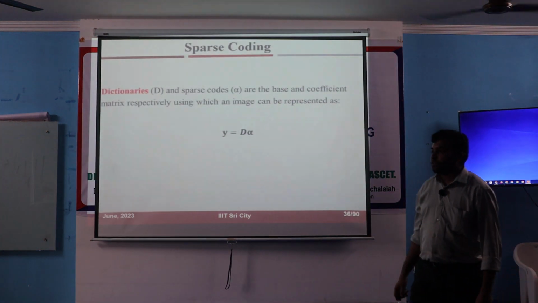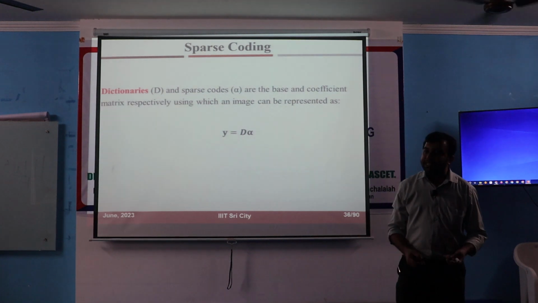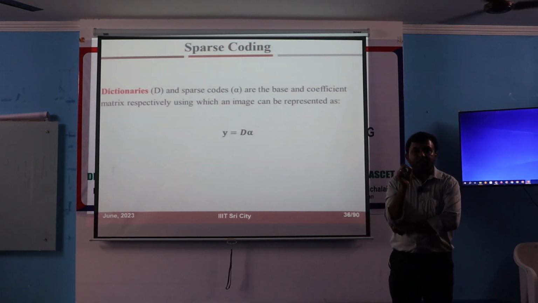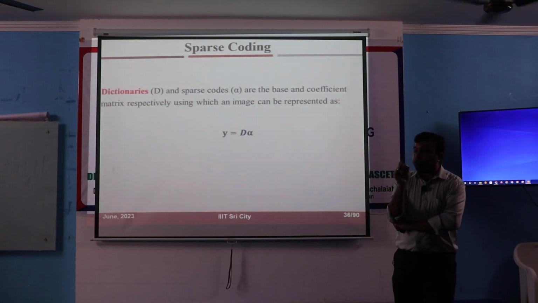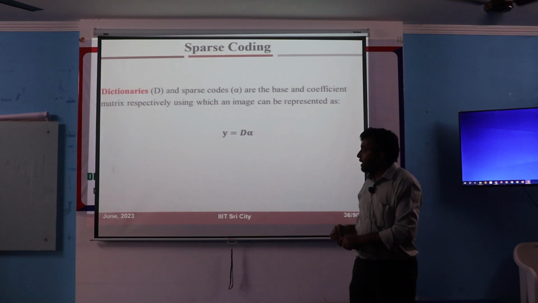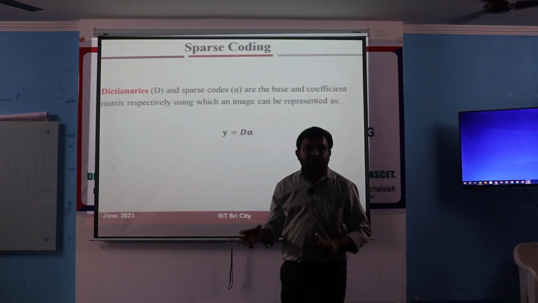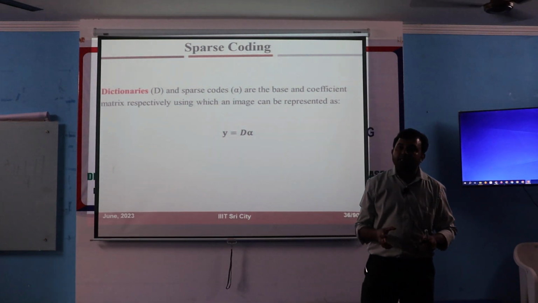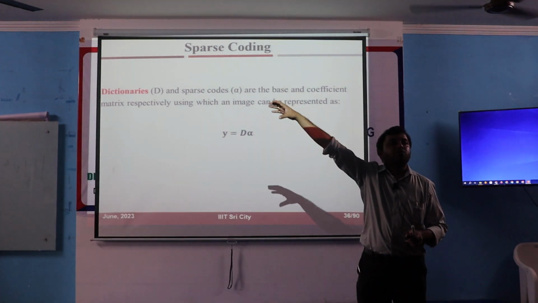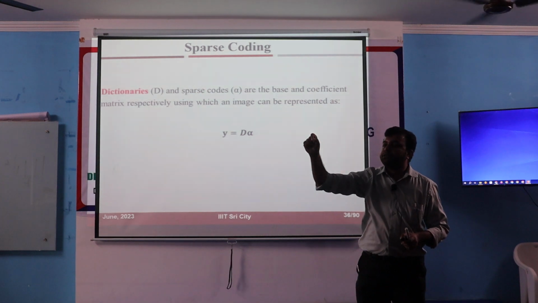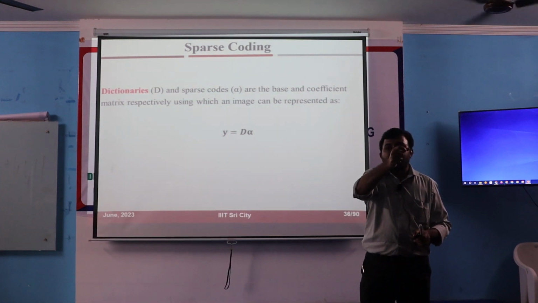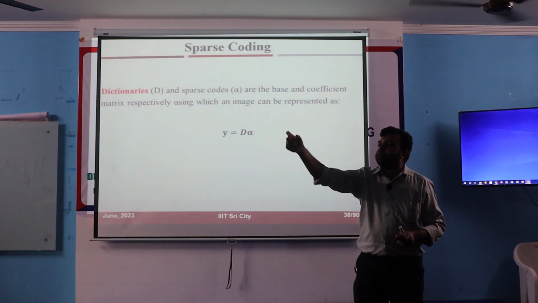So, before breaking for tea, just one thing: sparse coding. What is sparse coding? I told you already, suppose I have some base vectors, then I can express my actual vectors in terms of those base vectors. Suppose my base vectors are v1, v2, v3, and I have my actual vectors, say I1, I2, I3 up to I100.